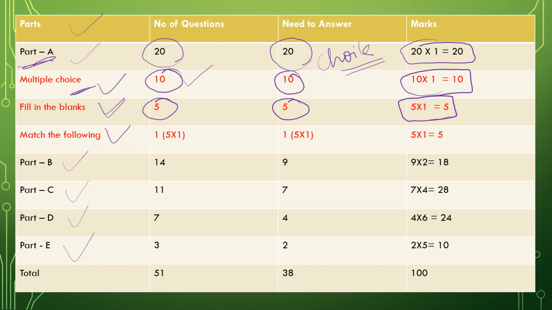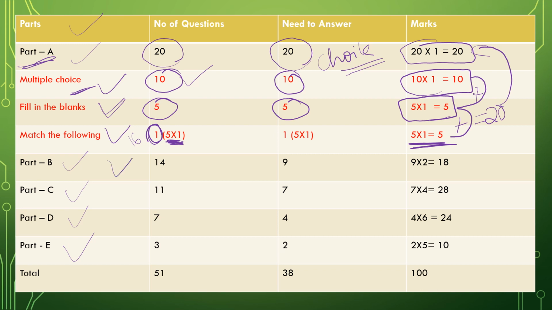Then come to match the following. Match the following is only one question, that will be the 16th question, but the number of match the following items will be 5. So 5 into 1, you are going to get 5 marks. So in total you can see 10 plus 5 plus 5 is equal to 20. So that is from part A.